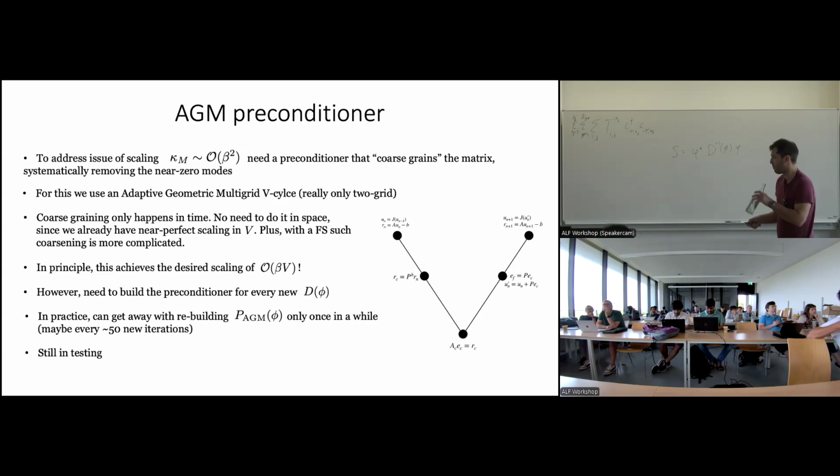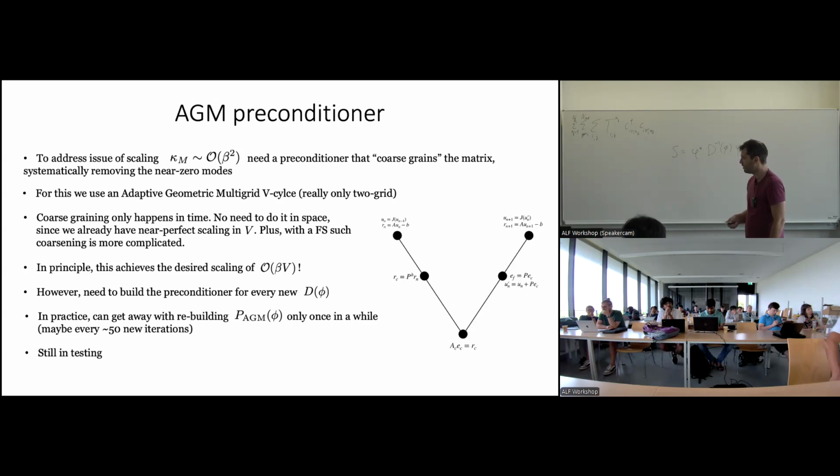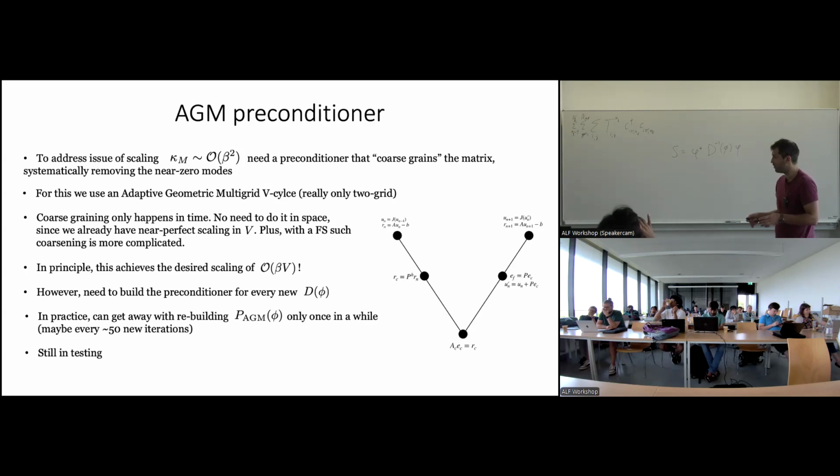And that's done with this adaptive geometric multigrid, which I won't talk about very much. But the idea is basically that if you want to beat this scaling of beta squared, you need a preconditioner that coarse grains the matrix and systematically removes the near zero modes, which are causing you problems. And for this, we use this multigrid V cycle, or in reality, we only use 2-grid. But you can go further. The coarsening here basically only happens in the time direction.